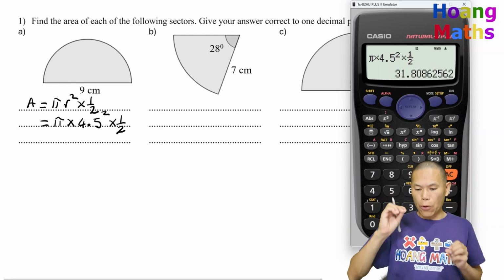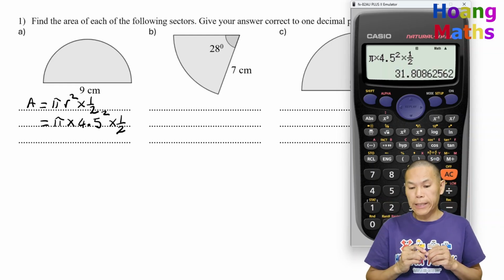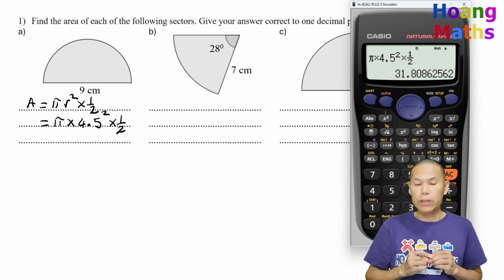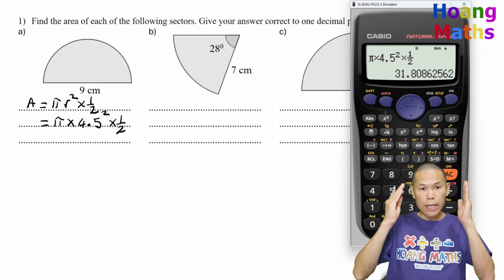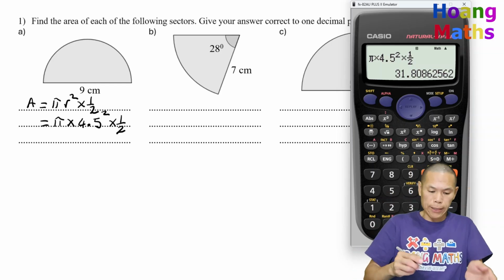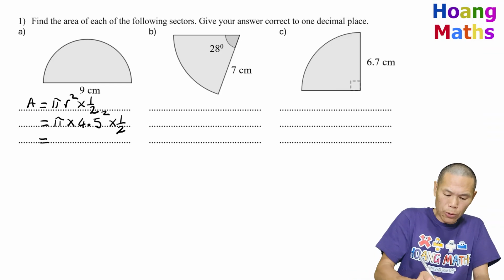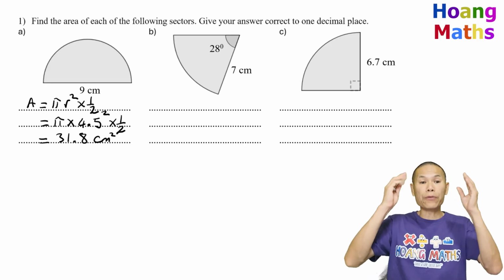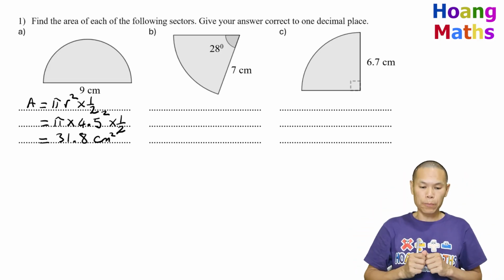So there you go, 31.808 and so on, correct to one decimal place. So the number after 8 is 0, so therefore the answer is 31.8, which is equal to 31.8 square centimeters. So that is the area of this semicircle.